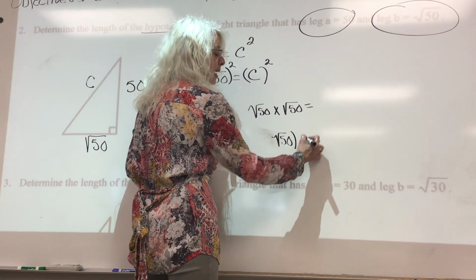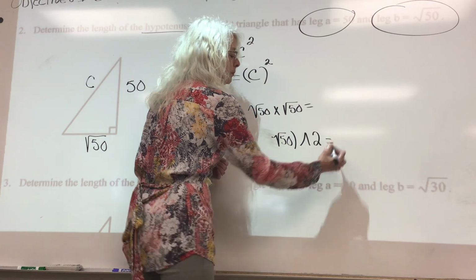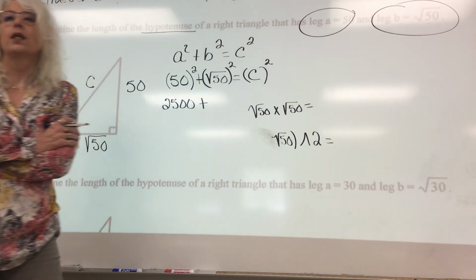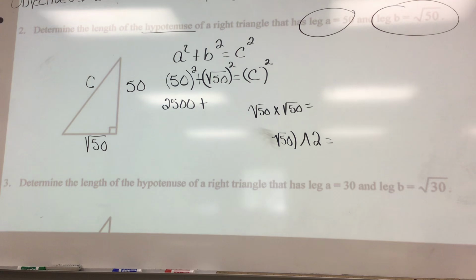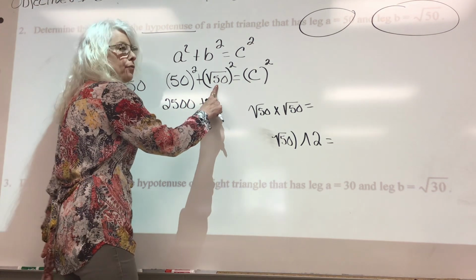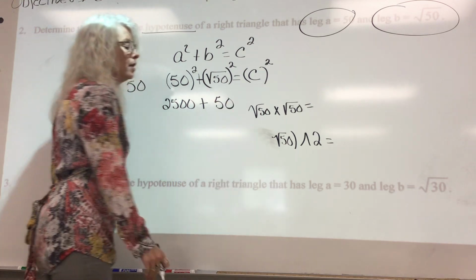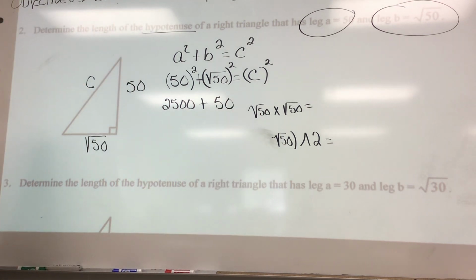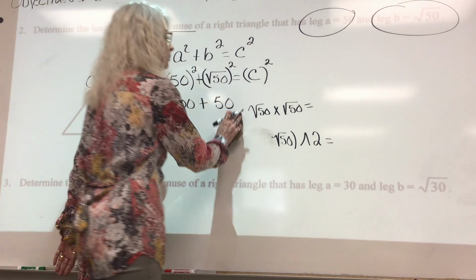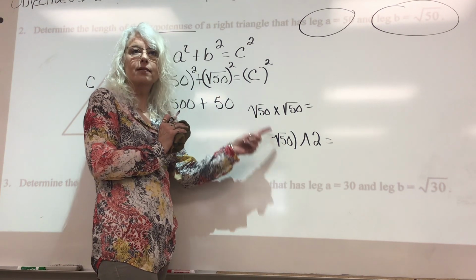Or you can say square root of 50, close your parenthesis, and then raise it to the second power. Put that in your calculator. And what does the square root of 50 squared equal? 50. So the square root of 50 squared is 50. Doesn't matter which way you put it in your calculator, you're going to get 50. Are you okay with this?